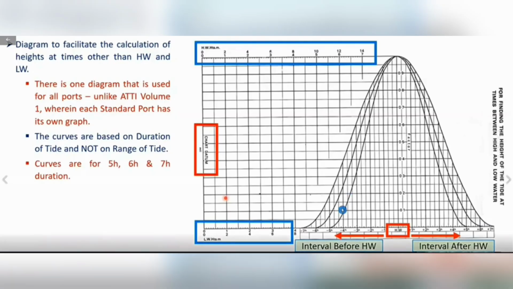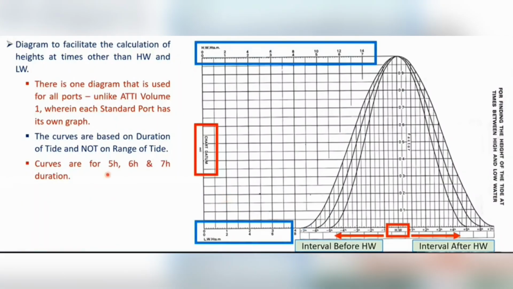So in Volume 1, this was not based on time. In Volume 1, this was based on the range of tide. Clear beta? Understood? Yes, sir. Very good.